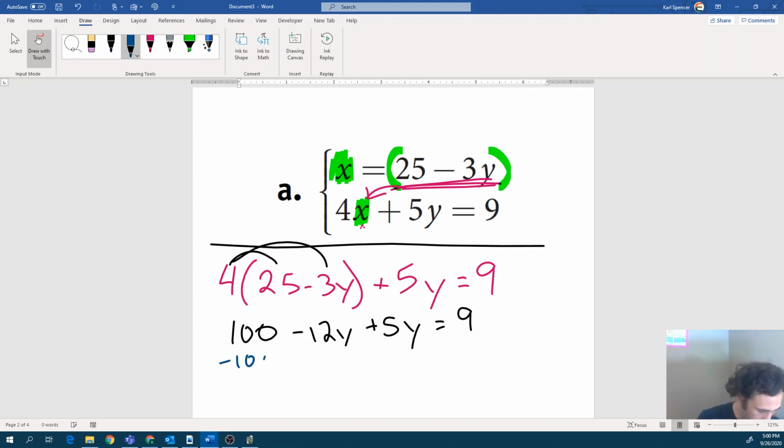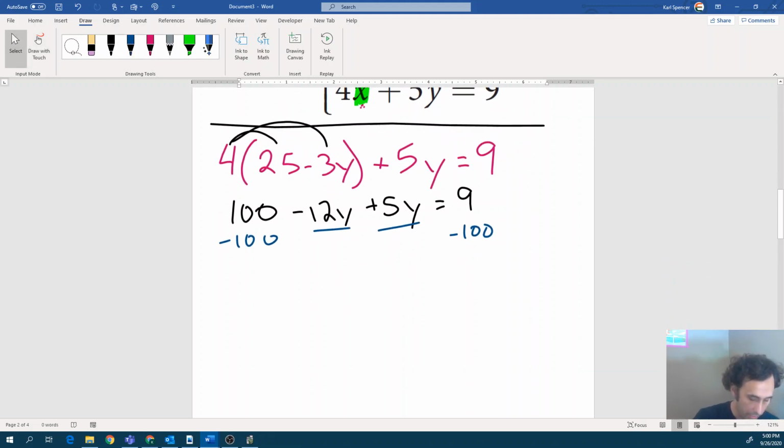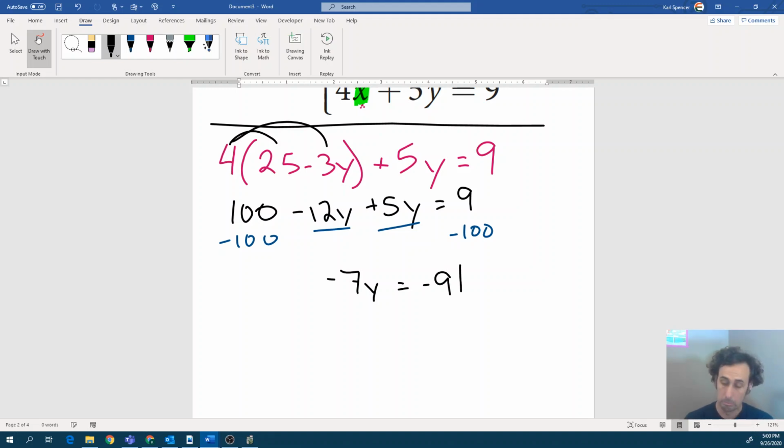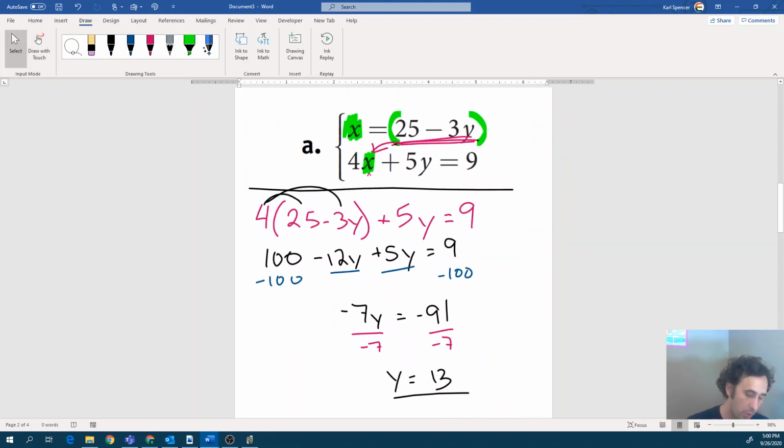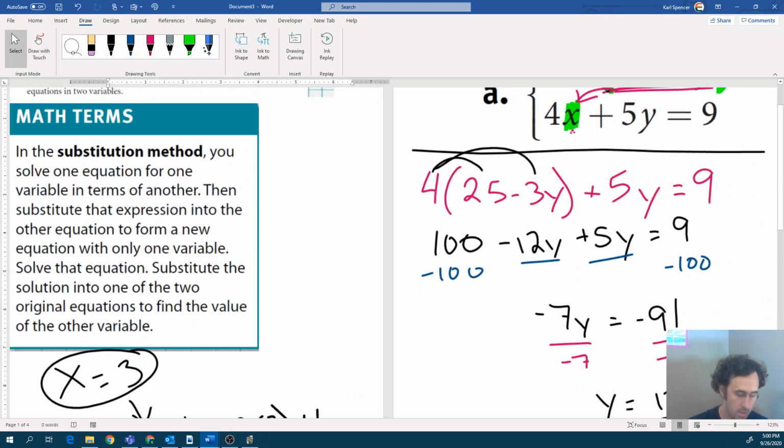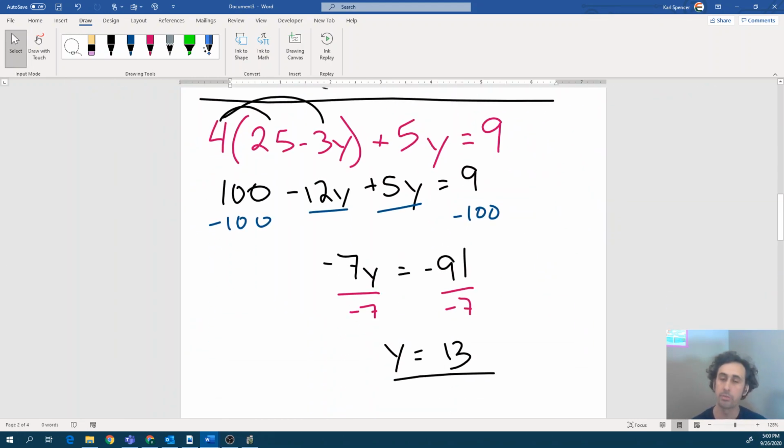Let's subtract that 100 over and combine the two y terms. We get negative 7y equals negative 91. I'll use my calculator to double check my work. If I divide by that negative 7, I get the value of y equals 13. Now we're not done yet, because when we're solving a system of equations, we need a value for both x and y. Right now, we only have a value for y.